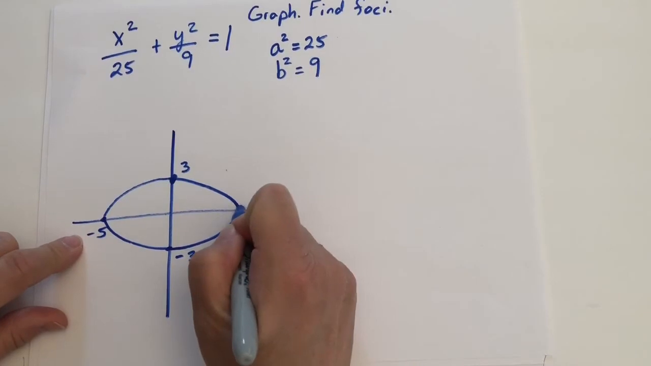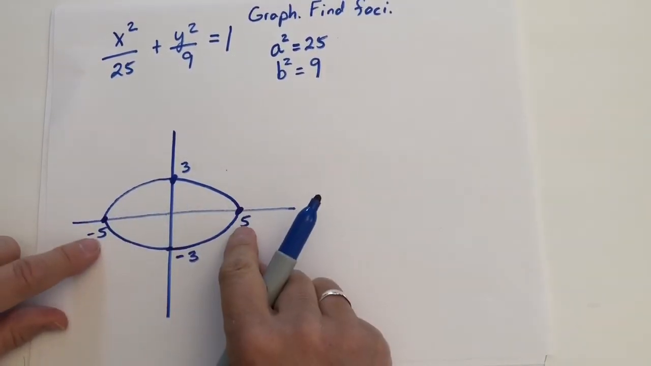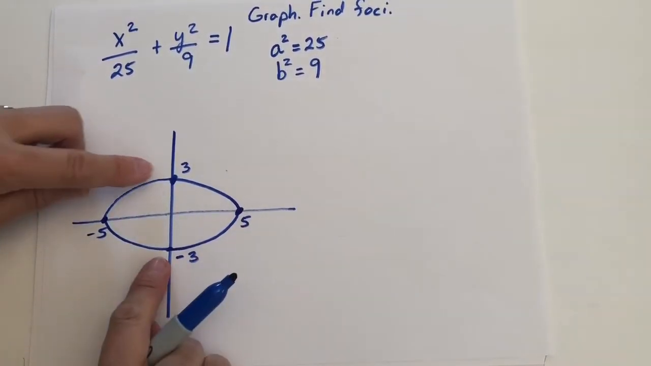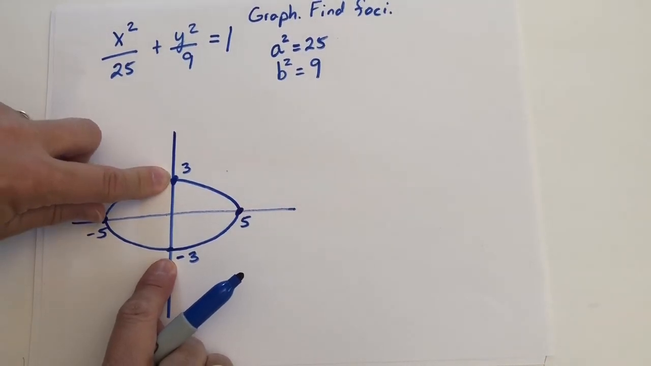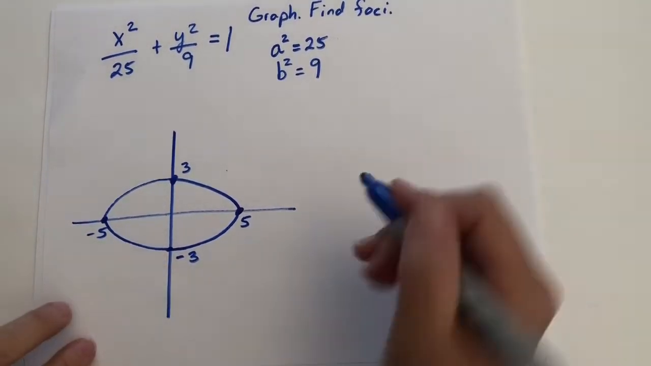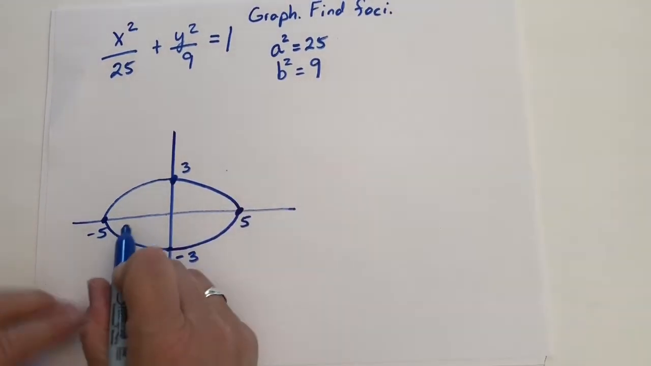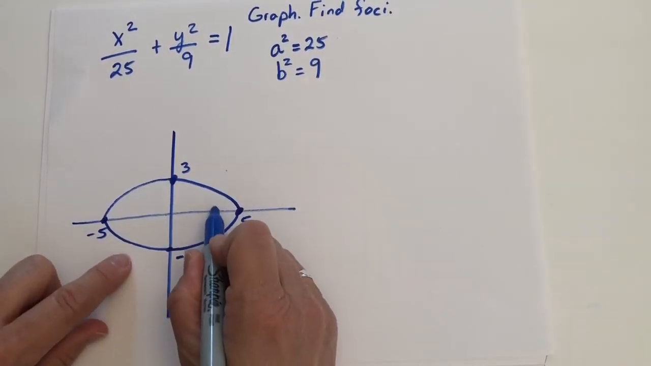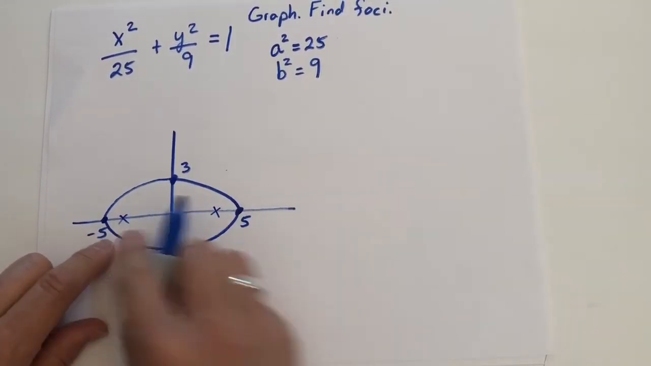The endpoints of the major axes are called the vertices. Sometimes you call the endpoints of the minor axes the co-vertices. So to find the focal points, remember they will be on the major axis. So they're here and here somewhere.